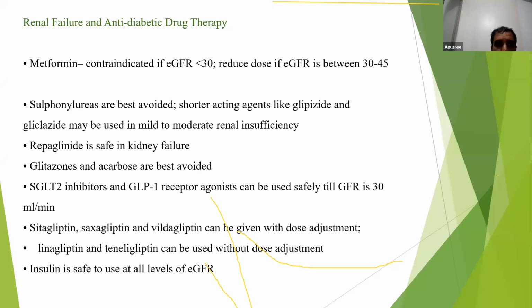CKD. Metformin is contraindicated if the EGFR value is less than 30, and the dose is reduced if the EGFR is between 30 to 45. Sulfonylureas are to be avoided, but if at all using, short acting ones like glipizide and gliclazide may be used. Repaglinide is safe in kidney disease. Glitazones and acarbose should be avoided. SGLT2 inhibitors and GLP-1 receptor agonists are beneficial in preventing progression of the disease. If we are using sitagliptin, saxagliptin, and vildagliptin, the dose should be adjusted. Linagliptin and canagliptin can be used without dose adjustment. And insulin is safe for any EGFR. Be cautious using insulin. Start with a minimal dose and increase the dose accordingly.